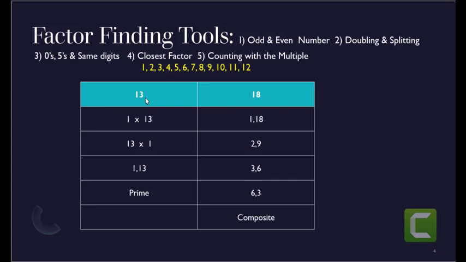For example, because 13 is odd, it can only have odd factors. So I don't need to look at any factors that would be even and waste my time looking at anything that would be even when it comes to looking at the number 13.